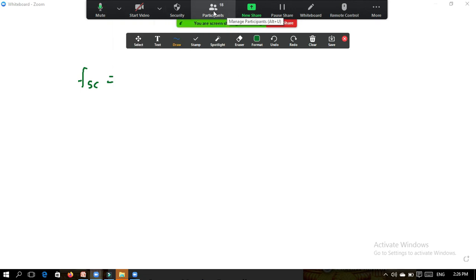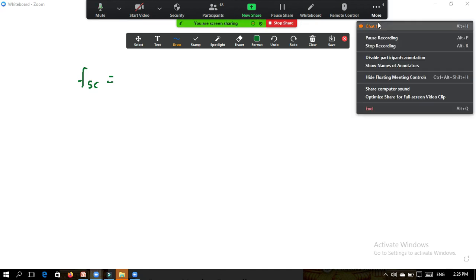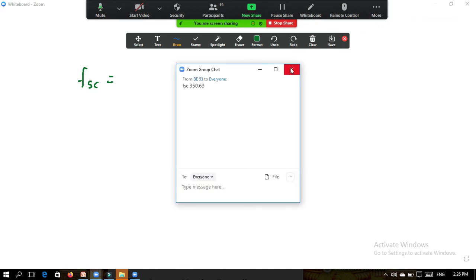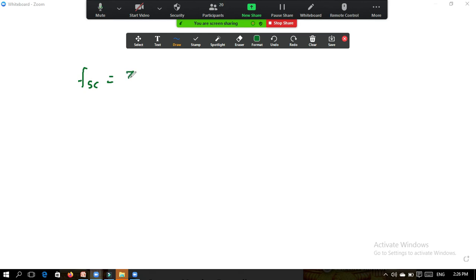Let me know the value of FSC once again. It is 350.63 Newton per mm square. This is the value of FSC. Others, please do check the value. And everybody, please drop your roll number into the chat box also. Try to drop it serially, but even if it is not possible, at least drop your roll number.